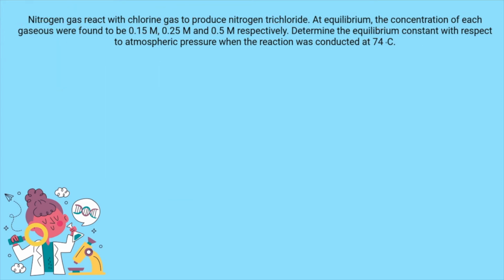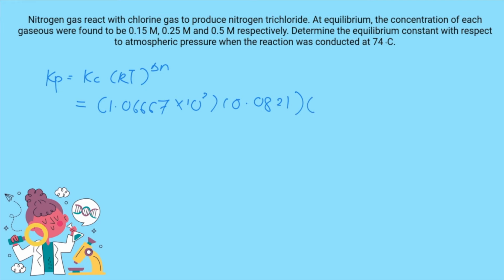So now we are going to calculate the value of Kp. So Kp is equivalent to Kc (RT) to the power of delta N. Your Kc is the figure that you have calculated before, 1.06667 times 10 to the power of 2, and your R is the constant value, which is 0.0821, and your T is equivalent to 74 plus 273, and your delta N is equivalent to negative 2.